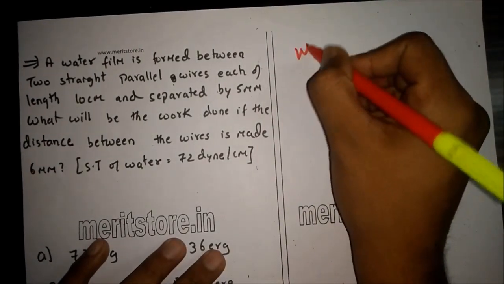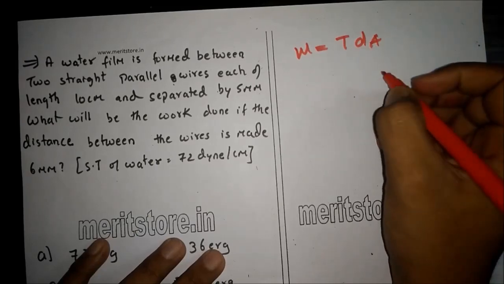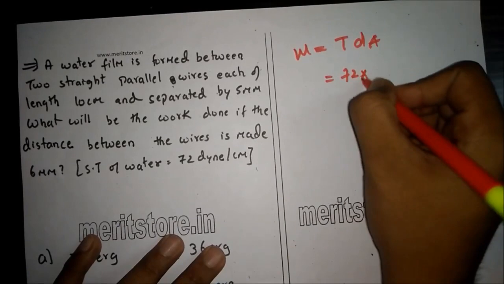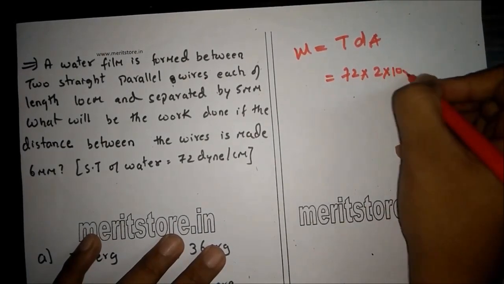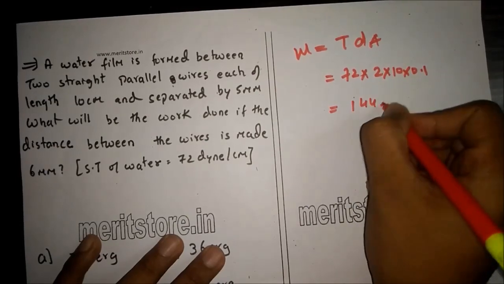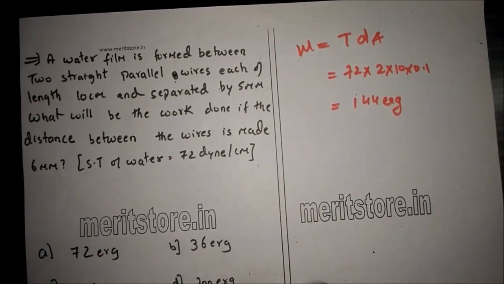Now the work done is given by the formula W is equal to T into the change in the area. Therefore, W is given as 72 into 2 into 10 into 0.1, which is equal to 144 ergs. Therefore, here the correct answer will be option C, 144 ergs.